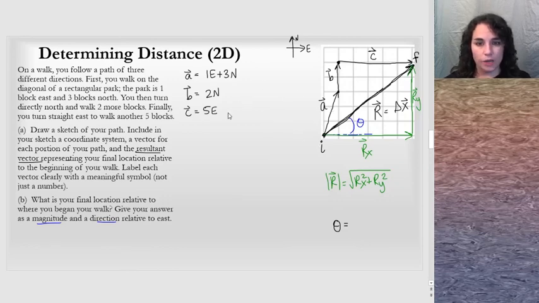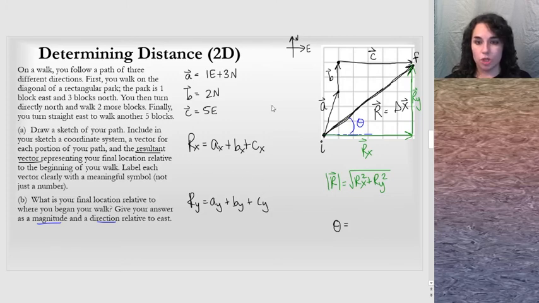So when I look at Rx, it will be the x component of A and the x component of B and the x component of C. I can dissect these 2 dimensions and add up all the x components of the 3 vectors and add up all the y components of the 3 vectors, AY plus BY plus CY.